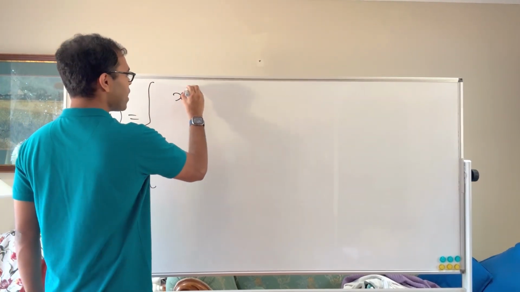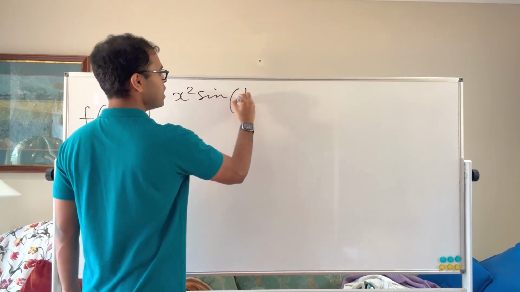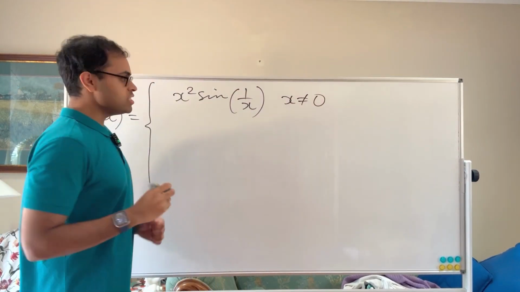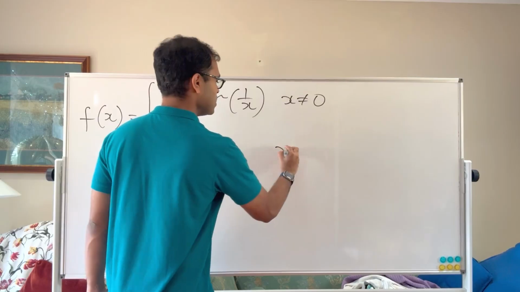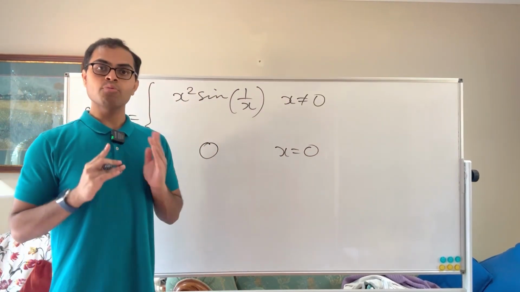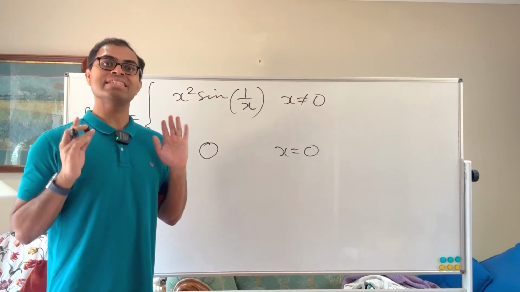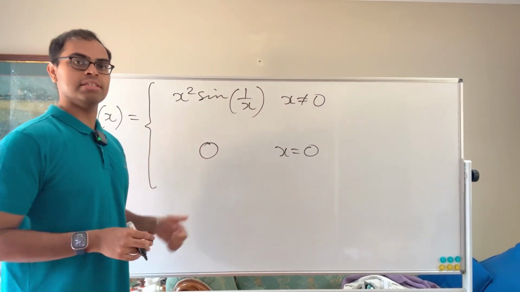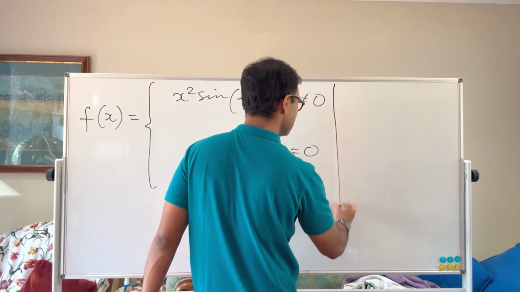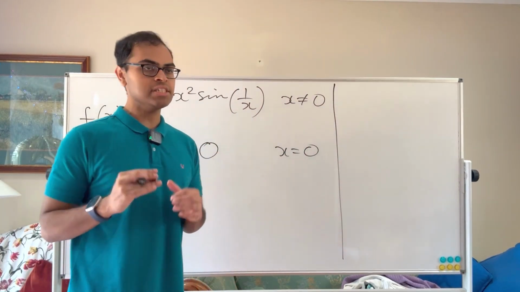It's going to be x squared times sine 1 over x. It's piecewise defined when x is not equal to 0. And when x is equal to 0, our function is just going to be 0. This is our f of x, and we're going to prove that f is differentiable, but its derivative is discontinuous at 0. Before we actually get into it, first let's look at why f is differentiable. That's the first step.